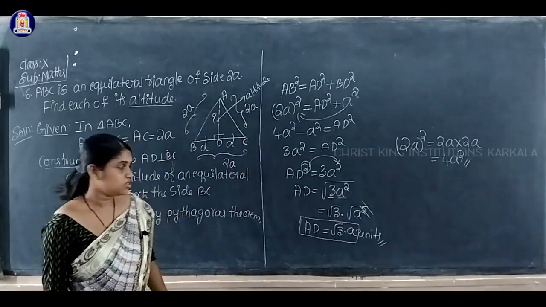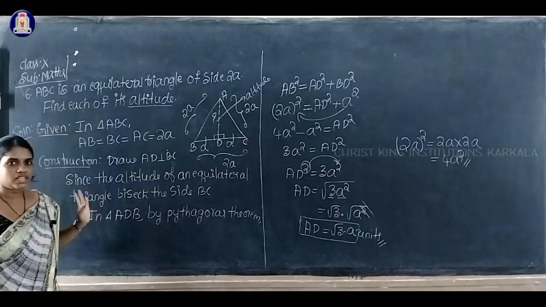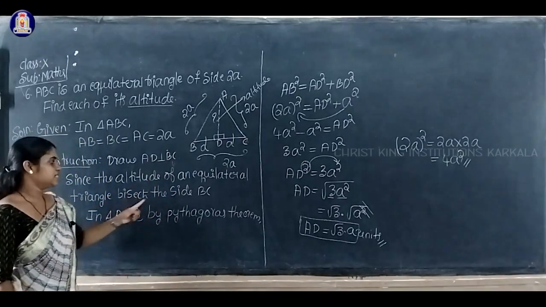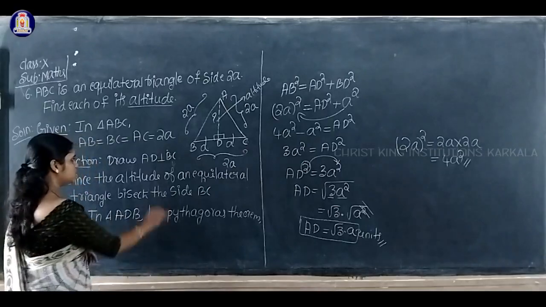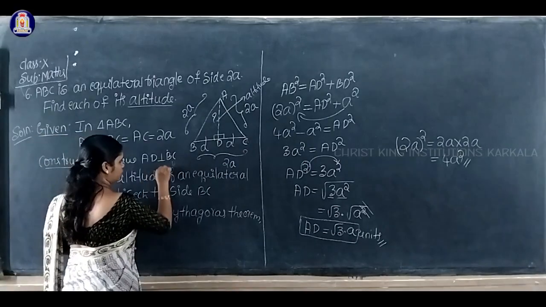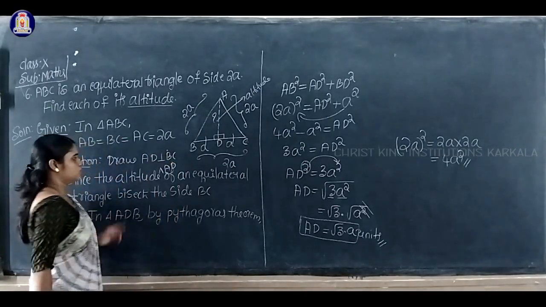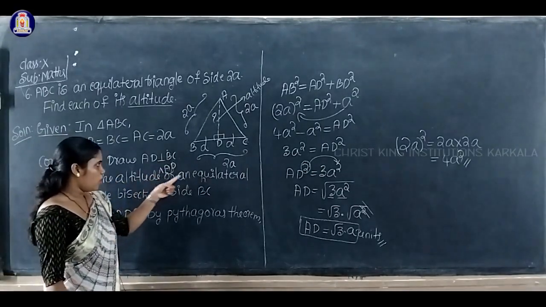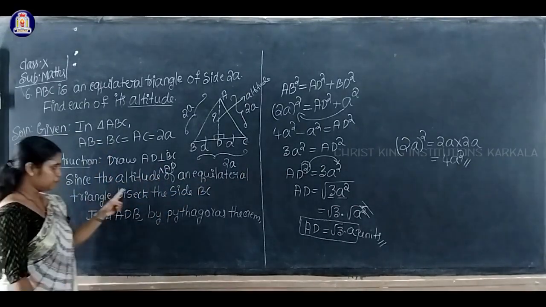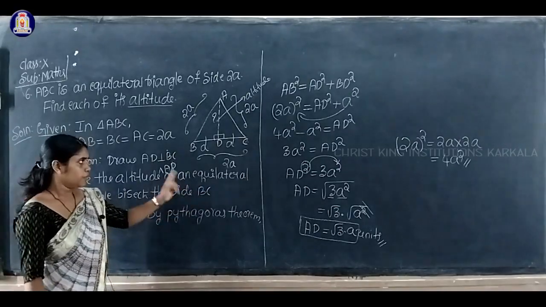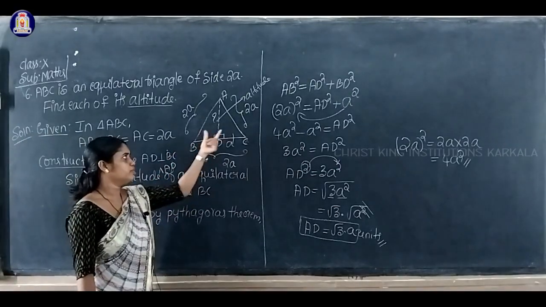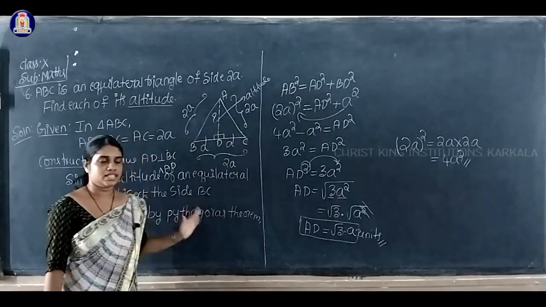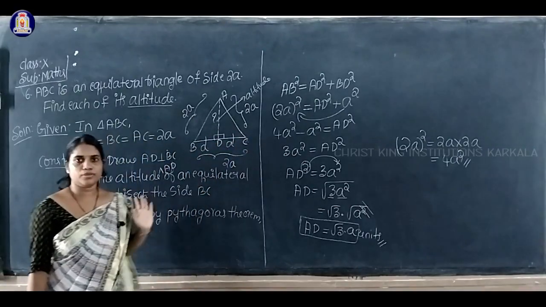Remember, this is only in the case of an equilateral triangle. Altitude will bisect the side BC. What is the altitude here? Altitude is AD here. So therefore since altitude AD of an equilateral triangle bisects the side BC, we can say that the length of BD and length of DC is half of the length of BC.